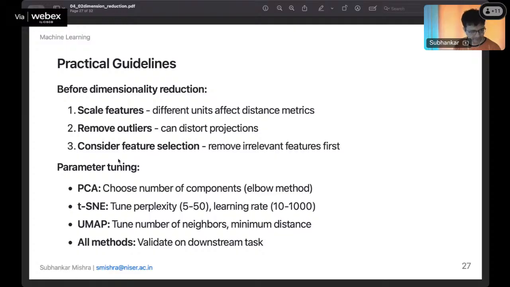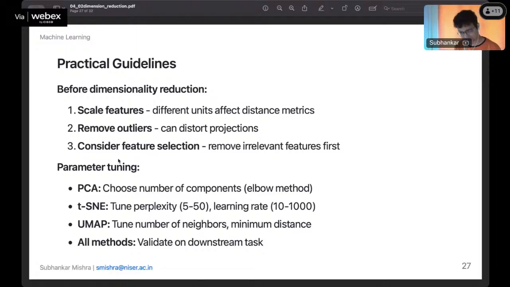The next is parameter tuning. In PCA, the number of components is one of the things that you want to tune. For t-SNE, it is perplexity and learning rate. UMAP is again tuning the number of neighbors. If you remember sigma and then rho, the closest kth distance, the kth closest point, that k will be a hyperparameter here. And then how do you validate?